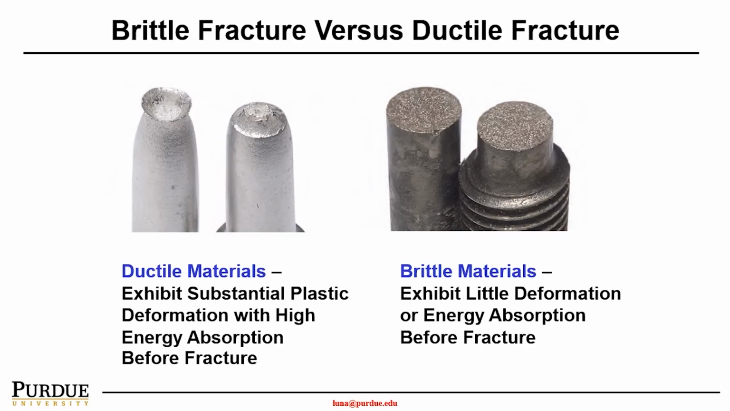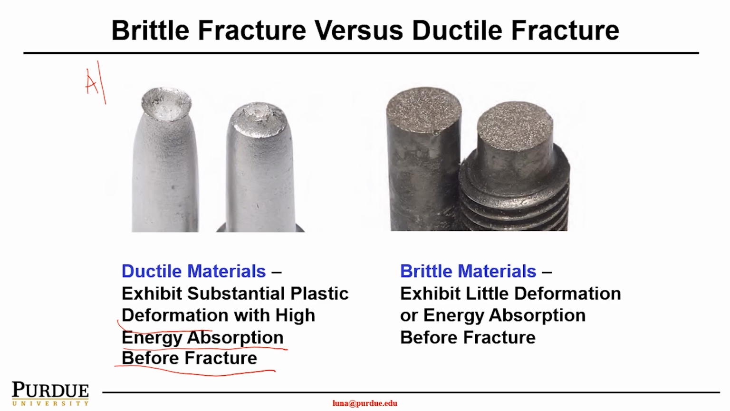And another reason is the material property. There are generally two types of material. One, we call ductile. Ductile material exhibits substantial plastic deformation with very high energy absorption before fracture. As shown on the left, this is aluminum.